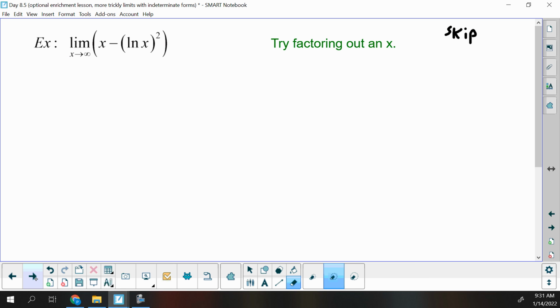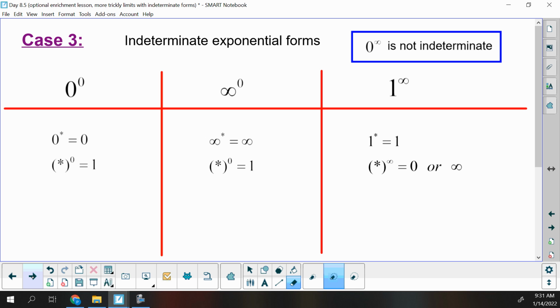All right, we're going to skip the next slide and go over to case 3. So we have 3 indeterminate forms for exponentials. So first off, notice in that blue box, we have 0 to the infinity is not indeterminate. And the reason for that, if you have something getting close to 0, think of it as like 1 over 100, and raise it to a huge number, so let's say to 1,000, that's just going to make it super, super small every single time, so it's going to approach 0. So that's not indeterminate. If we have 0 to the 0, it all depends on which one goes quicker.